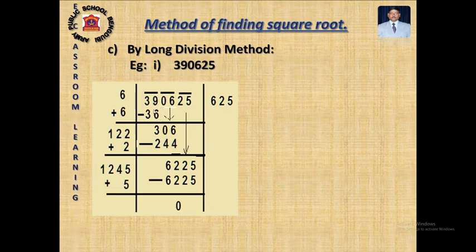You can take only one pair at a time, not more than this. You have 39. You have to think which number, when multiplied by itself, gives 39 or very close to 39. The number definitely will be 6. 6 sixes are 36, 7 sevens are 49. It is more. You cannot take more, just below 39 or 39. So 6 sixes are 36. You write down 6 here, and also 6 here.